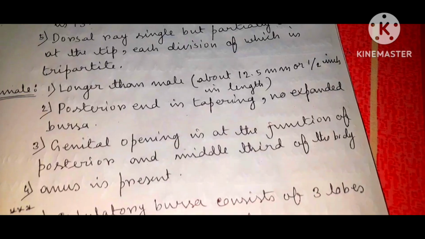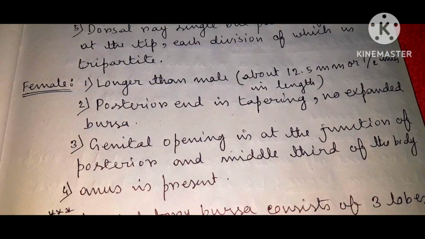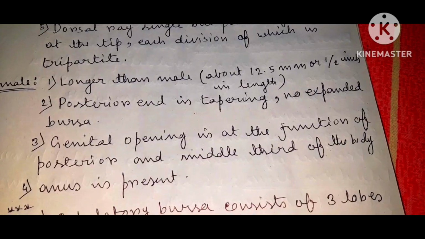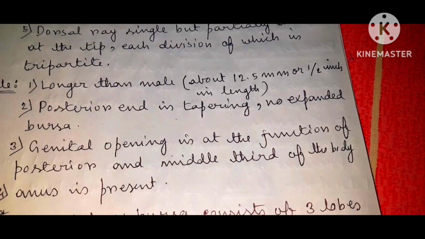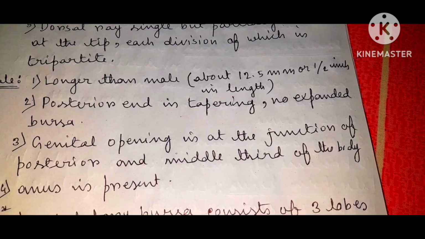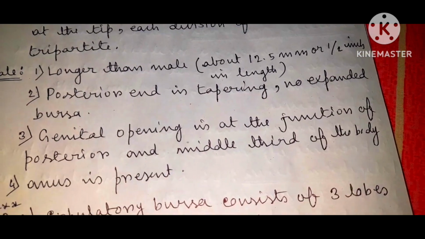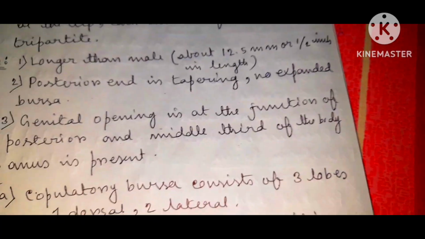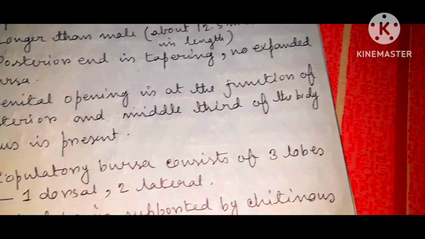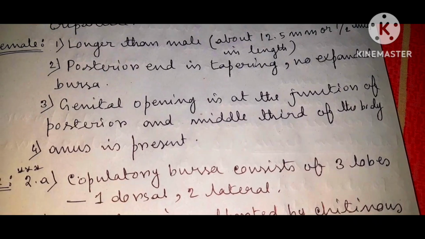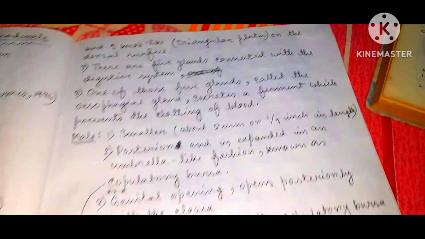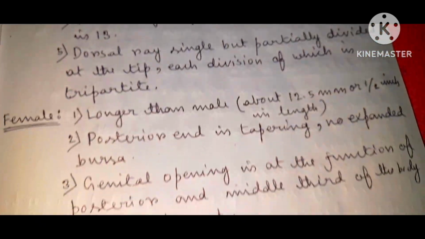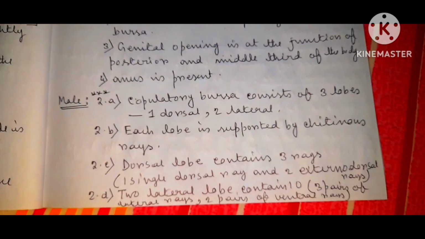Now the female identifying characters of Ancylostoma duodenale. Number 1, longer than male, about 12.5 mm or half inch in length. Posterior end is tapering, no expanded bursa. Genital opening is at the junction of the posterior and middle third of the body. Anus is present. So this is all about the adult worm, male and female characters of Ancylostoma duodenale.